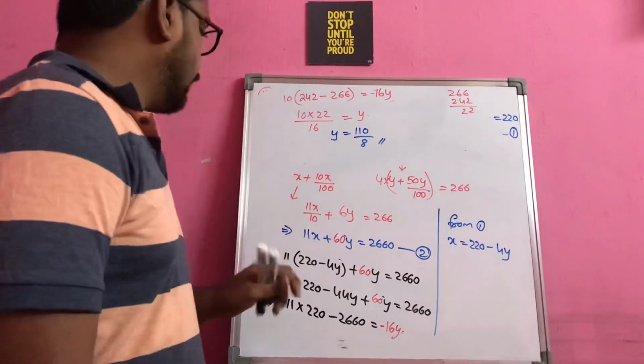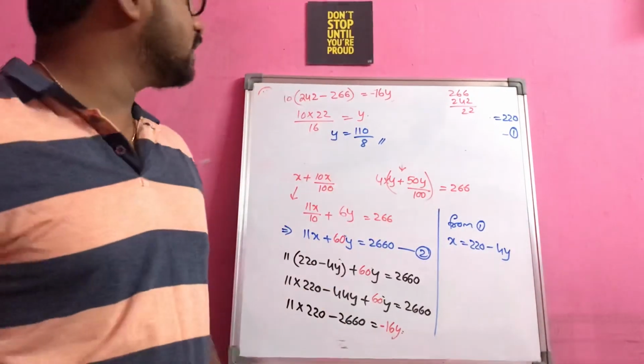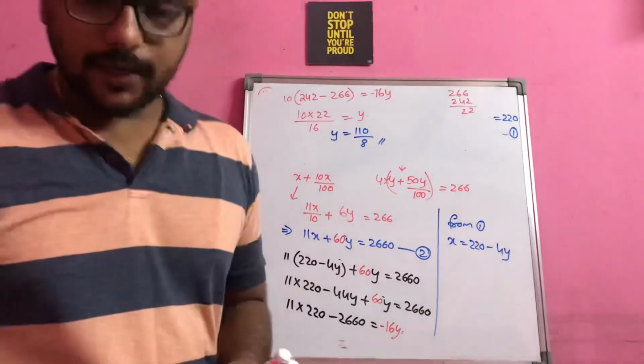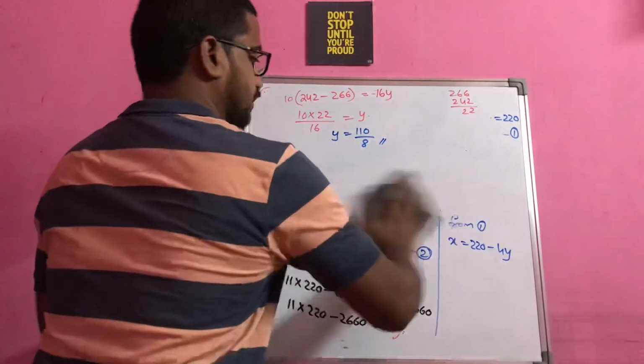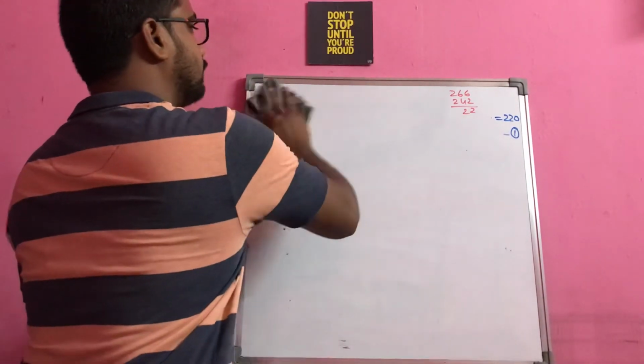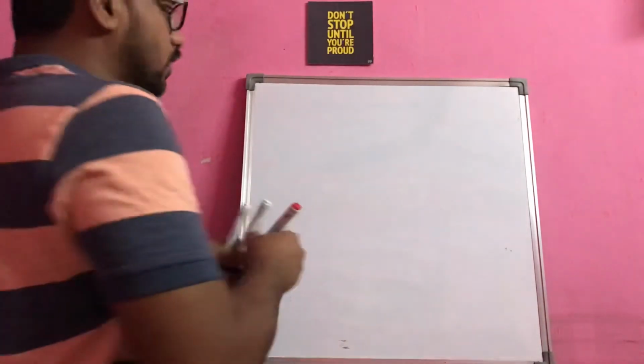266. But they didn't get any fraction here. Just give me a minute please, I will cross check where we made the mistake. Let me do it one more time. So we will just quickly recall this question.